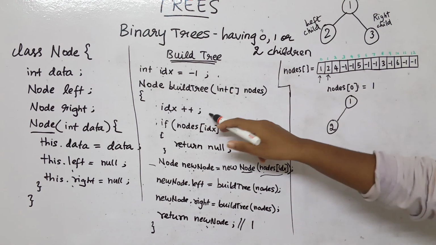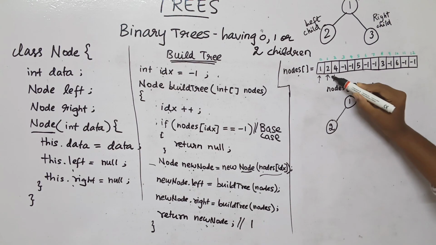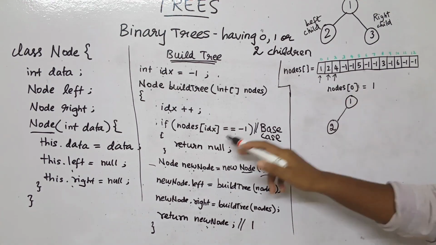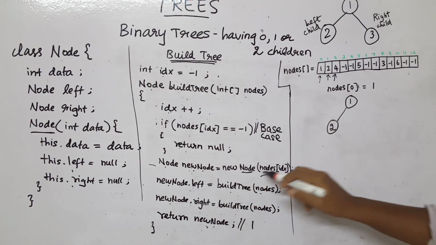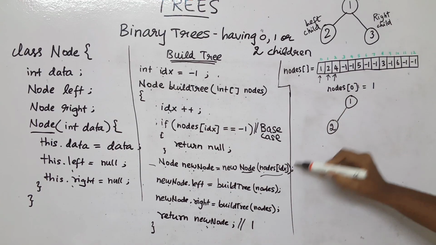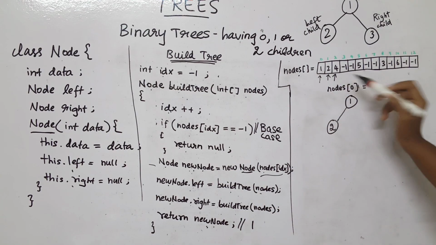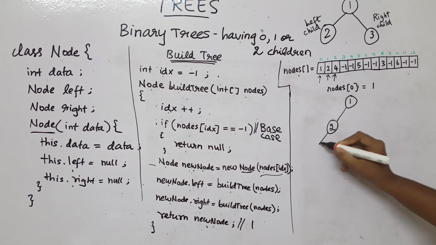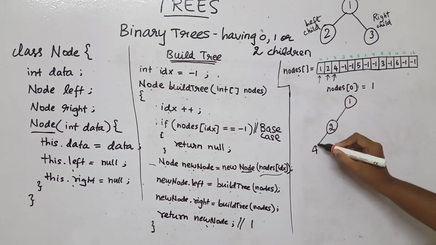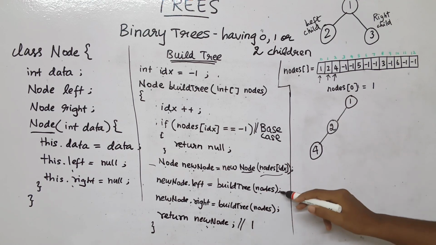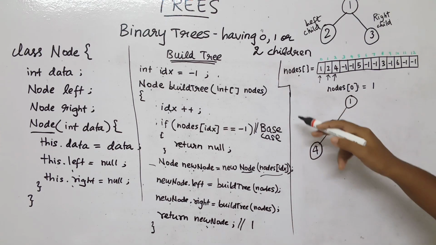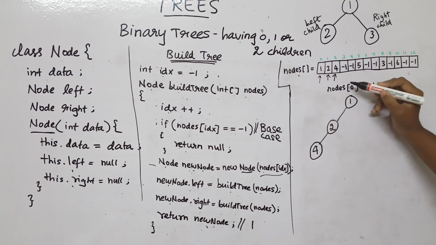Then again the left subtree is created recursively. So the next element is 4. Base case is not satisfied. Then again a new node is created. So 4 will be created and it will be assigned to the left child of node 2. So the recursive function continues until the base case is satisfied.